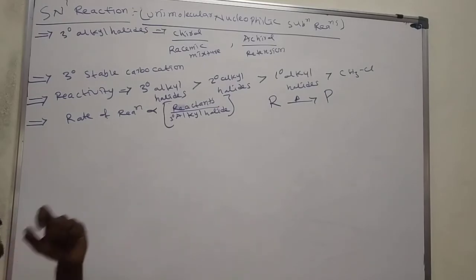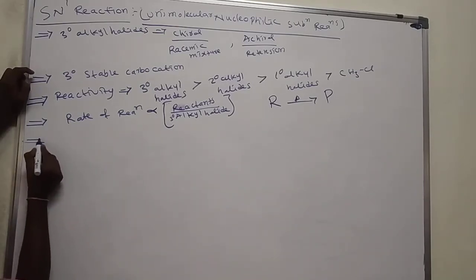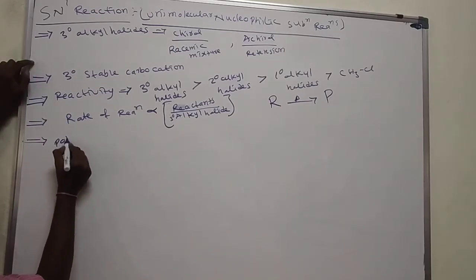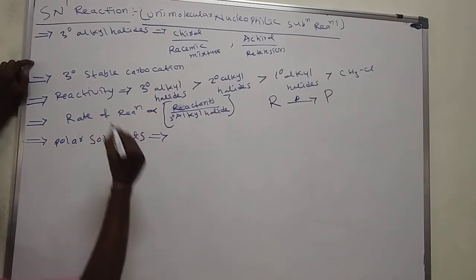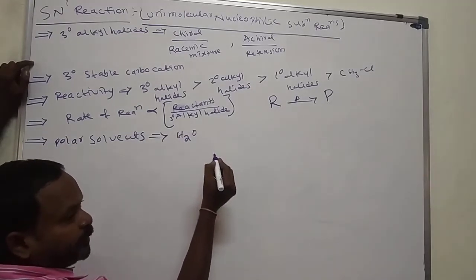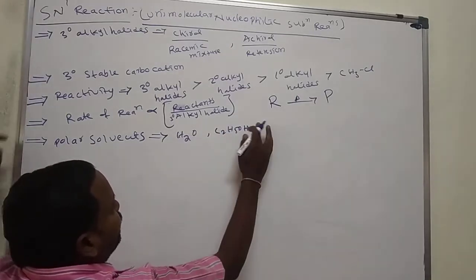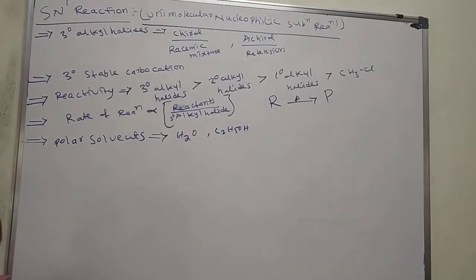Here, the rate of the reaction is directly proportional to the reactant, that means the concentration of tertiary alkyl halide. One more point: polar solvents are suitable for this SN1 reaction. Water is an important polar solvent, and ethyl alcohol is also a polar solvent. These are the best examples of polar solvents. We'll see why water is called a polar solvent in continuation.